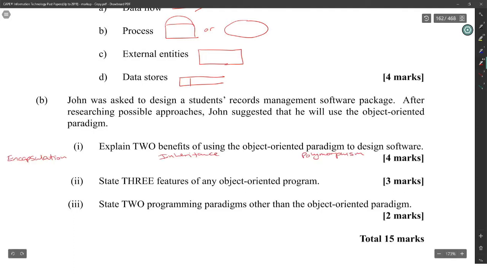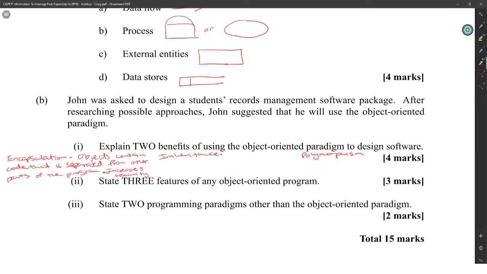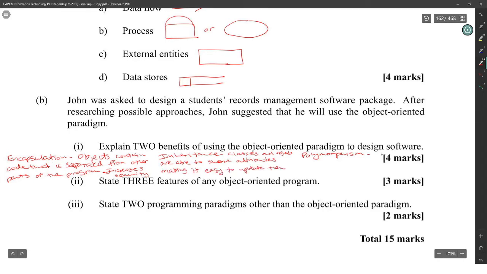Pick your poison. Usually encapsulation and inheritance, easy pickings. Encapsulation: objects contain code that is separated from other parts of the program, and that increases security. Then for inheritance, you'll want to say classes and objects are able to share attributes, making it easy to update them. Then polymorphism would be, what is polymorphism again?